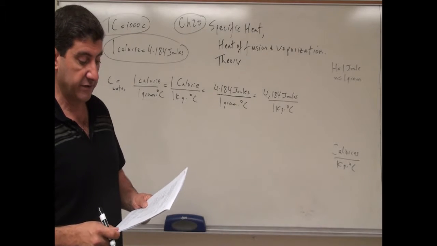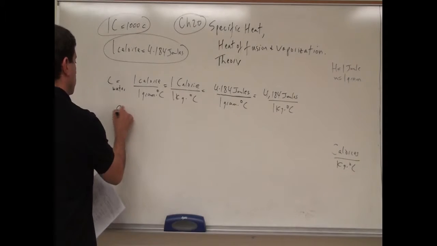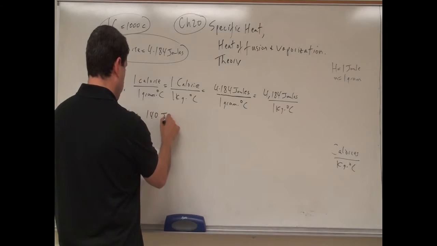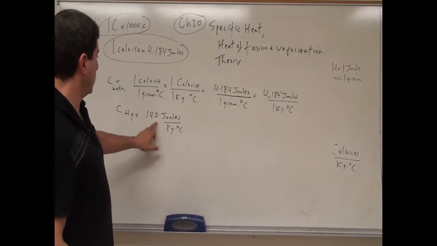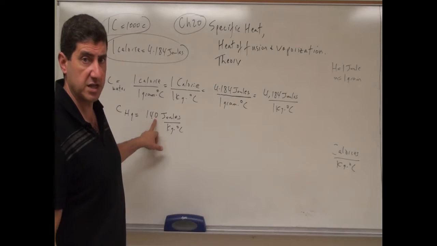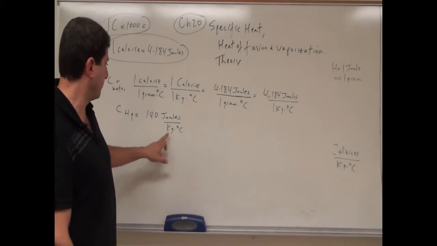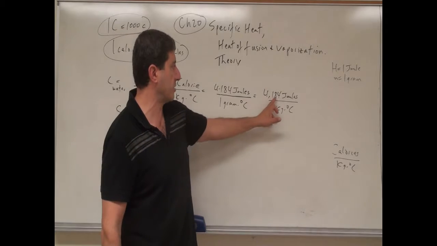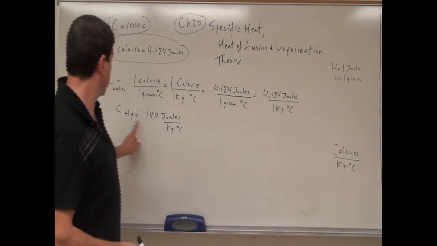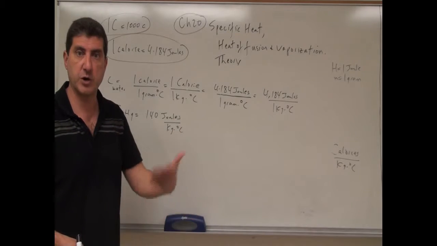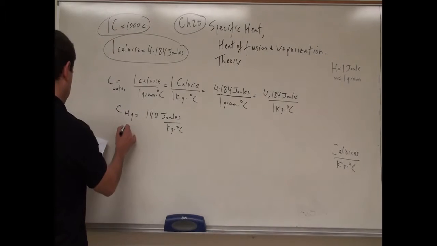The specific heat of mercury is going to be 140 joules per kilogram Celsius. So I'm going to give it to you in these units. So notice it takes a lot less heat to change the temperature of 1 kilogram of mercury by 1 degree Celsius, 140 joules, whereas water, it takes 4,184 joules, right? So the specific heat of mercury is a lot smaller, which means it's easier to change its temperature by 1 degree Celsius, right?